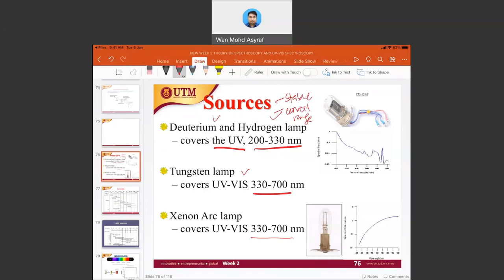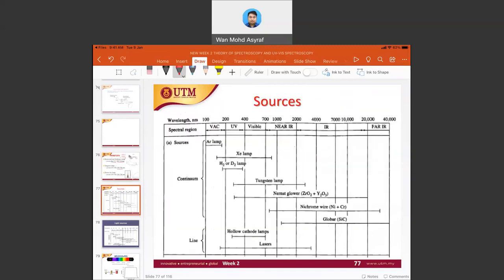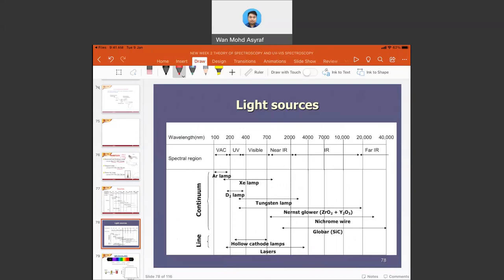Okay, so for these slides, you can see that we have a lot of lamps here that correspond to the wavelength. So basically, in this case, we have documented it for you to be able to choose whichever lamp you deem suitable for your analytes. Okay, all right. So it's the same thing as well.